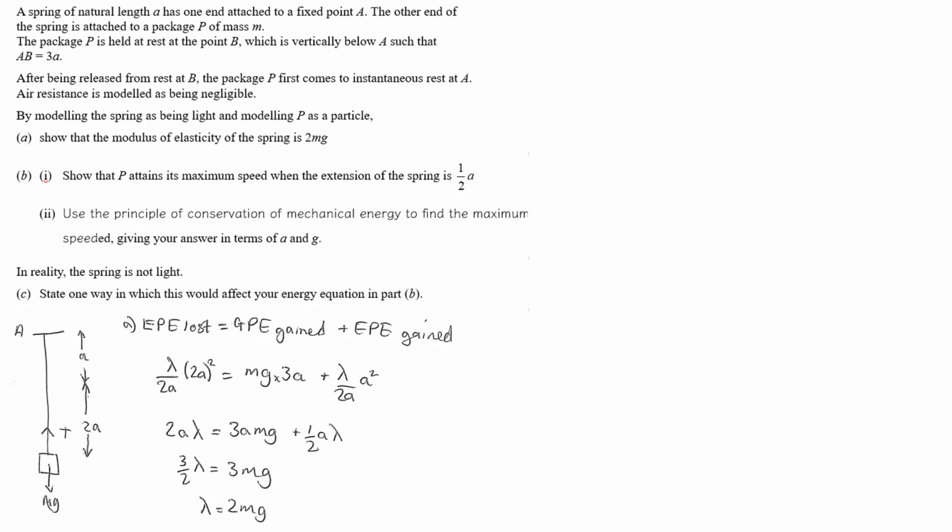All right, part B part 1: show that P attains a maximum speed when the extension of the spring is half a.